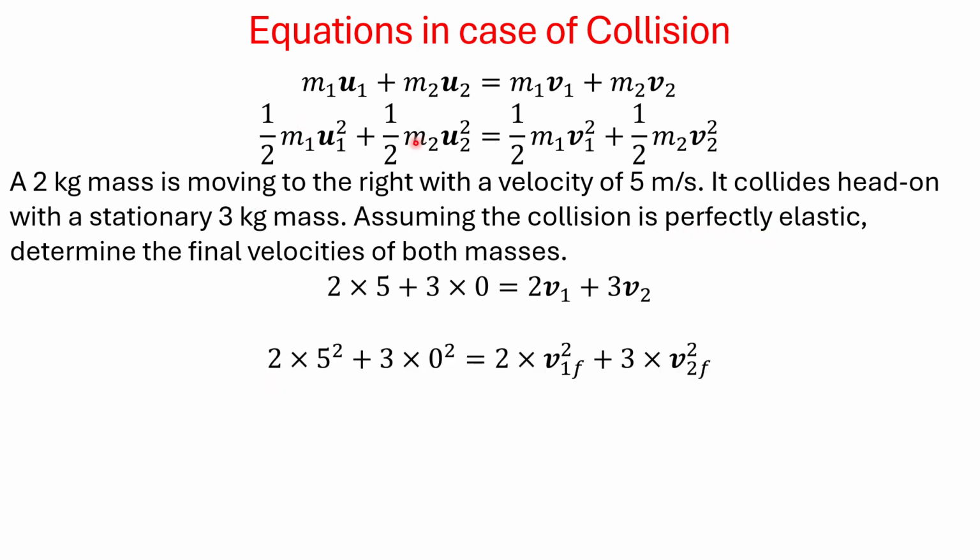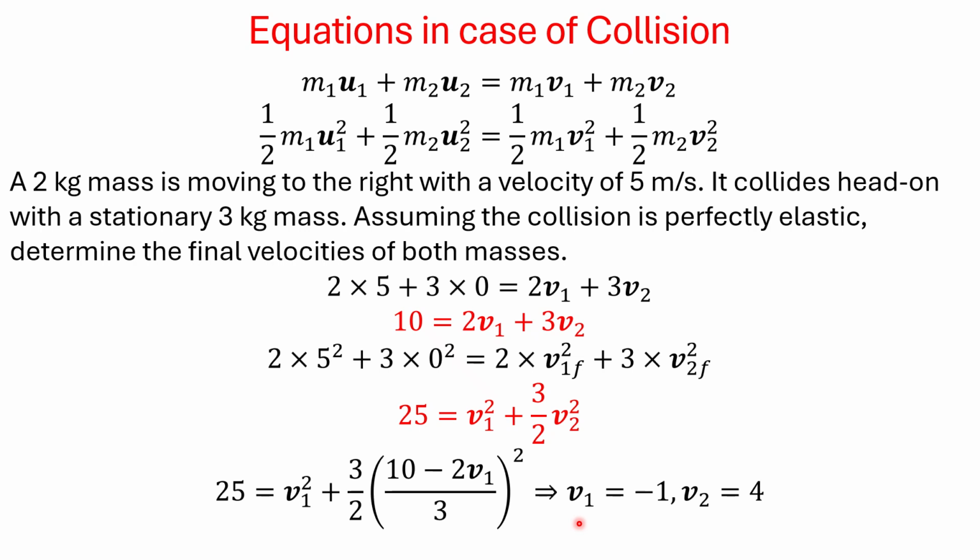So 1 by 2 I am eliminating in the whole equation. I am just substituting values. m1 is 2, u1 is 5, m2 is 3, u2 is 0, equals 2 times v1f square plus 3 times v2f square. So one has to solve this pair of equations. This is a simplified version of the first equation, and a simplified version of the second equation can be solved together for v1 and v2: minus 1 meter per second, 4 meter per second.